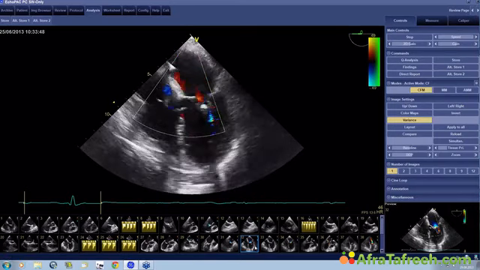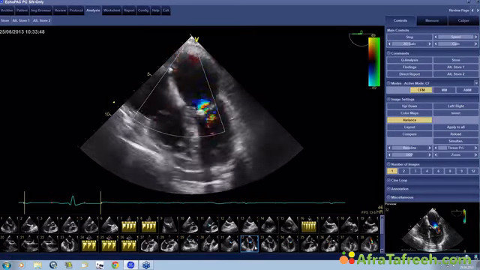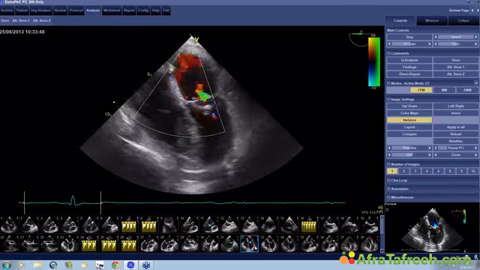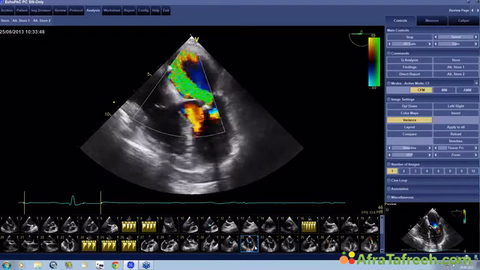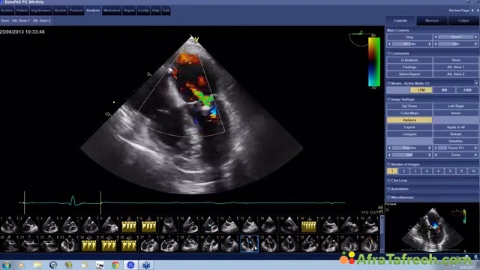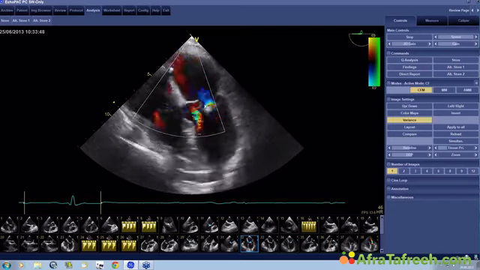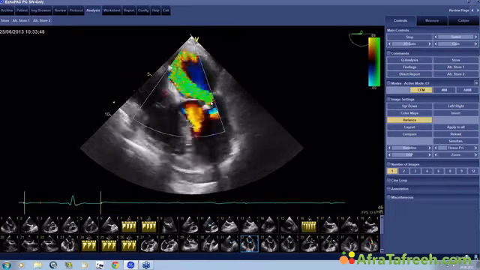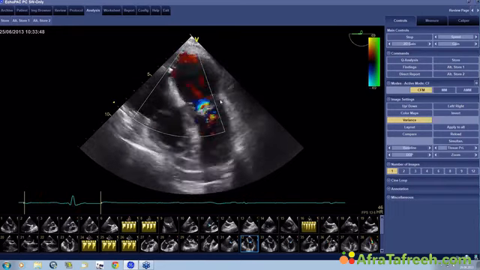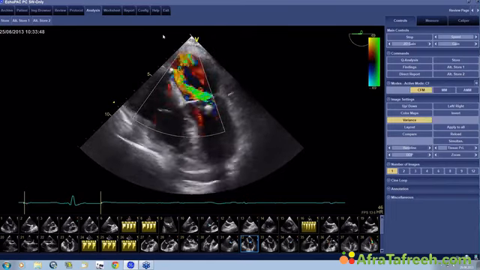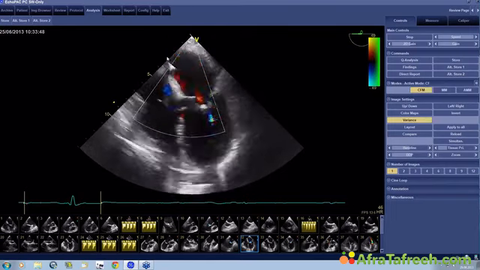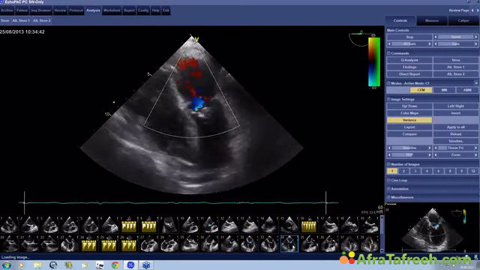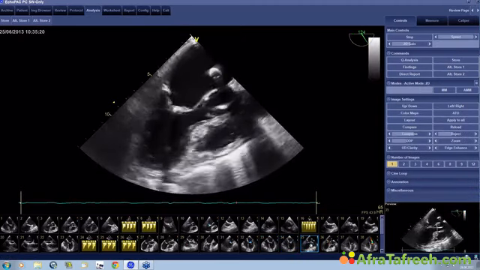Okay. So what are your thoughts on this? Any comments? Well, it does not look so good, actually. Remember, before we performed valvuloplasty, there was no MR. Now this is massive MR. Look how broad this jet is and how it expands all the way to the back of the left atrium. So this is very severe mitral regurgitation.